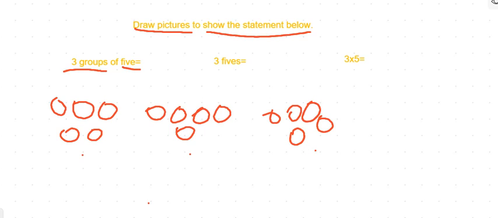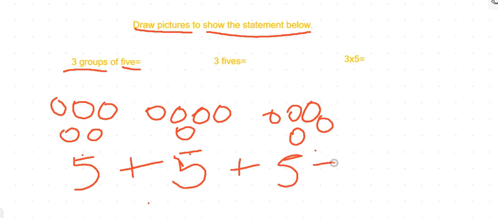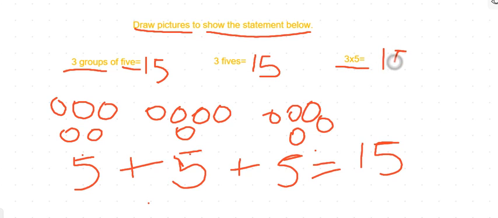So three groups of five is the same as having five, 10, 15. So three groups of five is the same as having 15, and this is what we call repeated addition. So three groups of five is 15. So three fives, 15, that's multiplication, and 3 times 5 is 15. Now, let's get into it.